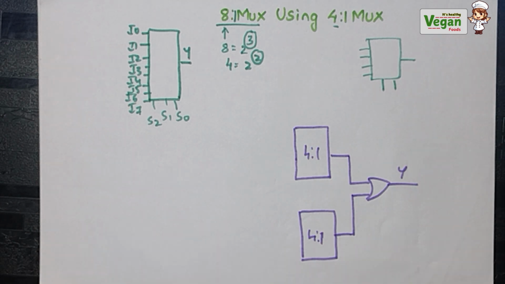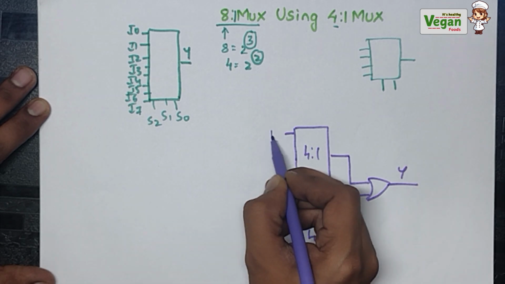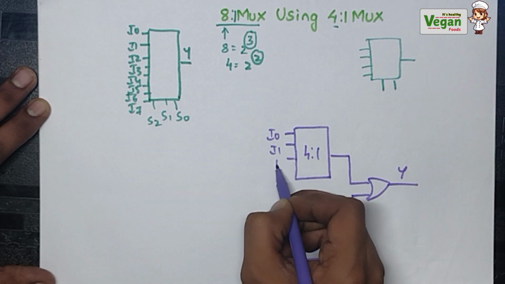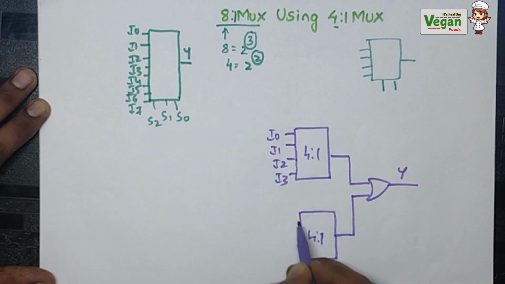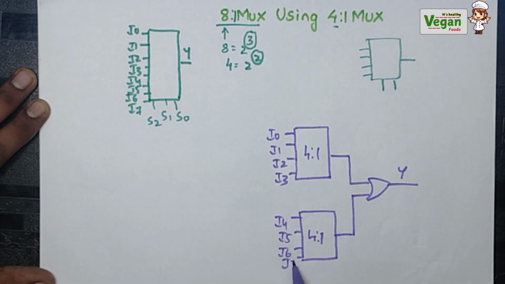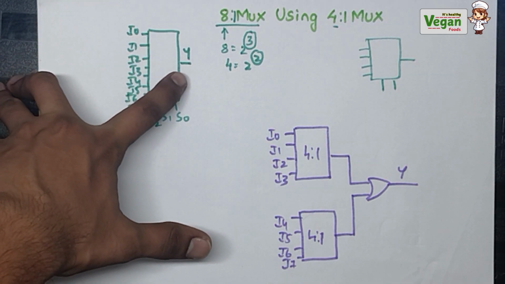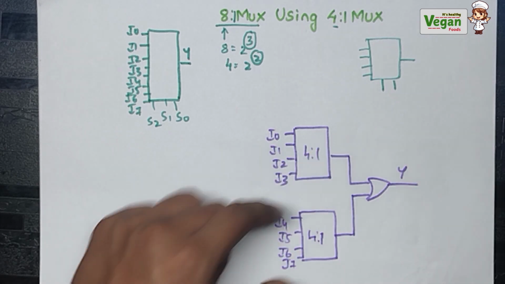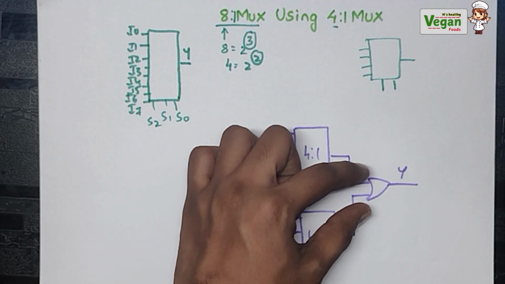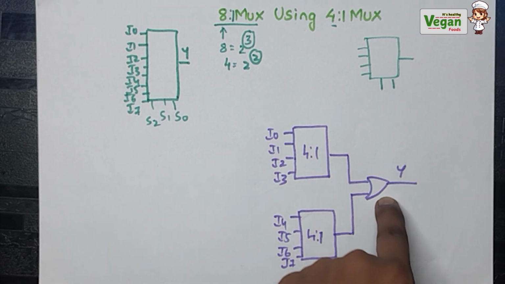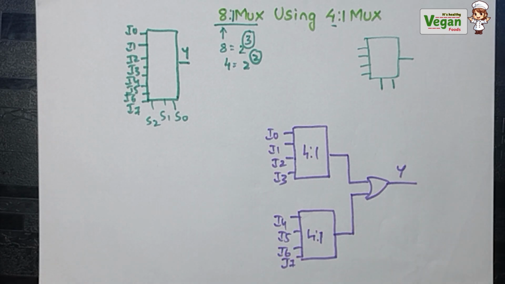Next, I must depict the 8 inputs. So here in the first 4:1 multiplexer, I will represent I0, I1, I2, I3. Next, I4, I5, I6, I7. Now the input and output condition is satisfied because 4 inputs, 1 output, 4 inputs, 1 output. These outputs are combined using an OR gate, so that we will get only one output.